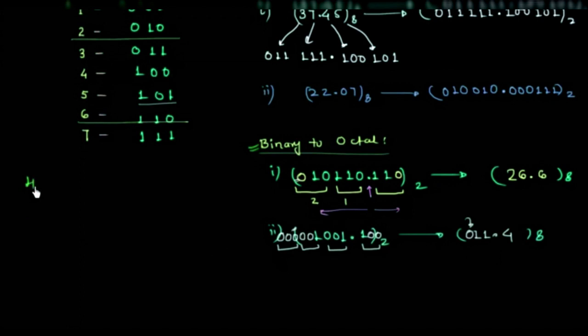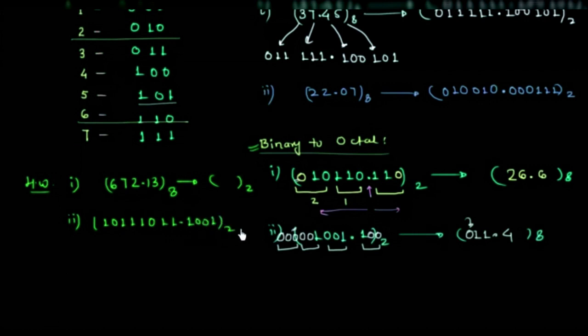Now we will move to homework problem. In first problem, the octal number is 672.13. This is in octal, and you have to find the binary equivalent of this octal number. In the second problem, we have binary number 10111.1001. This is the binary number, and you have to find the octal equivalent of this binary number.